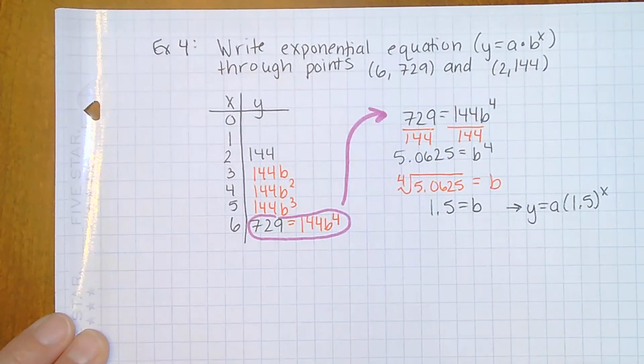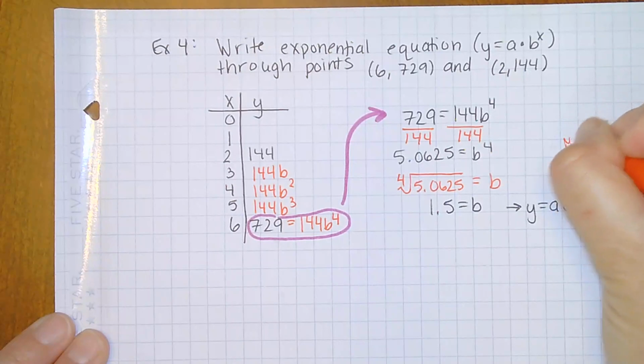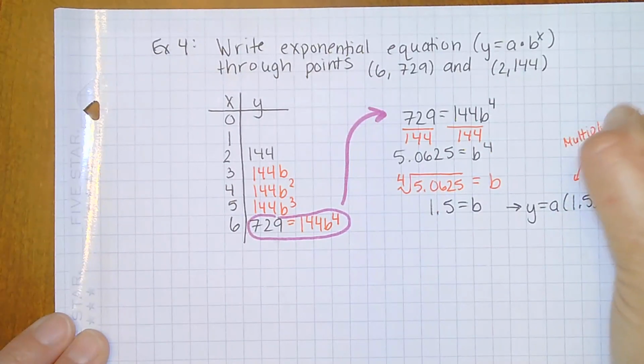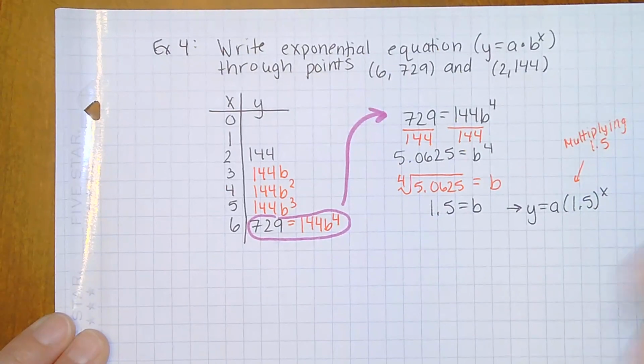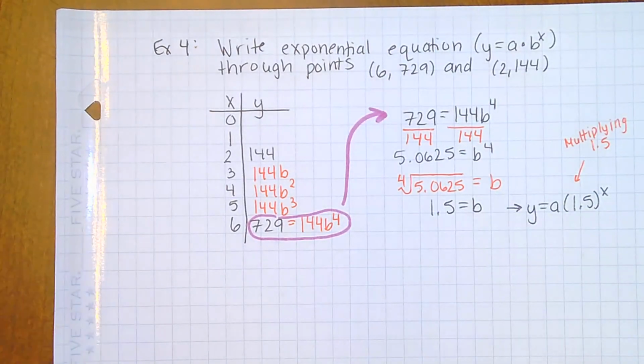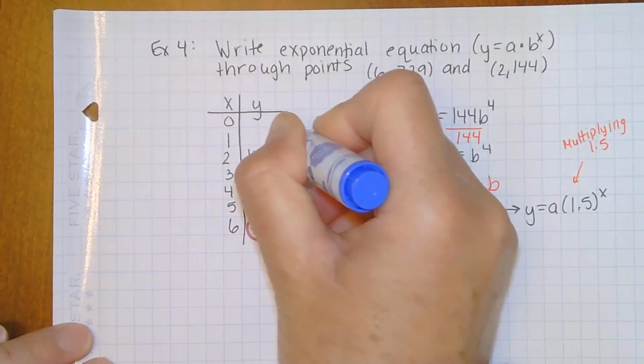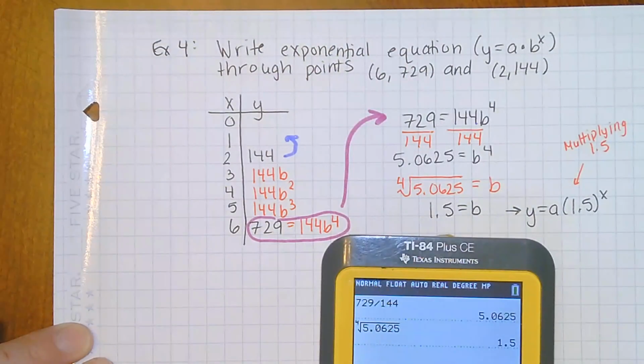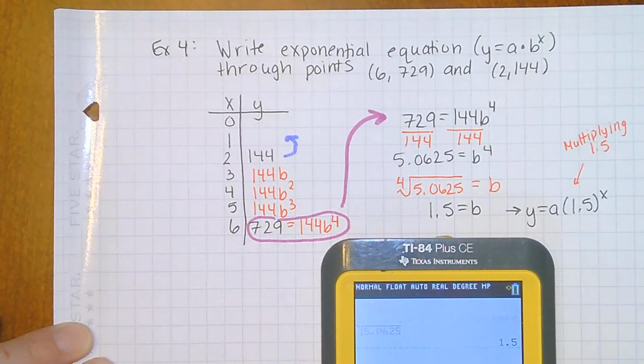I can go backwards to find it. I know that what I'm doing is, this tells me that I am multiplying by 1.5. So what I can do is now I can go backwards and I can divide by 1.5. So going backwards here, I'm going to take 144 divided by 1.5, and I get 96. So now I'm going to get 96 here.